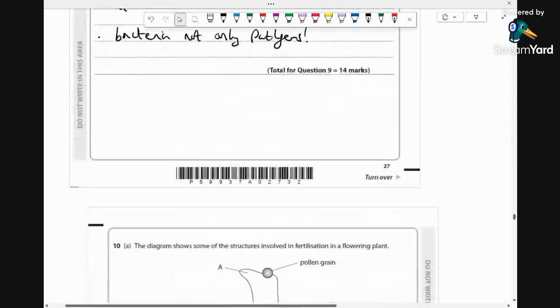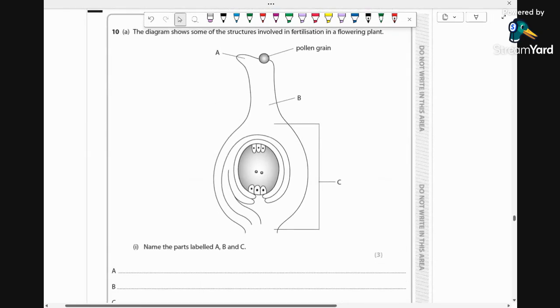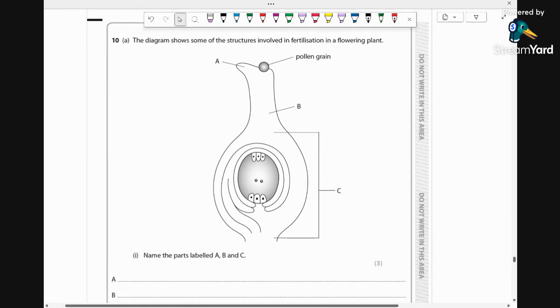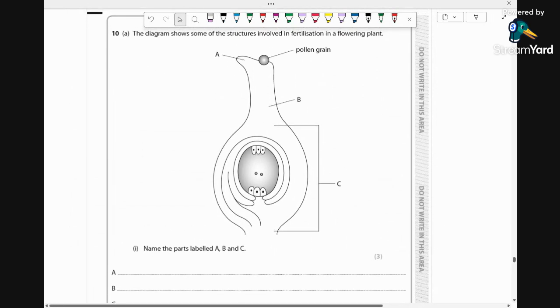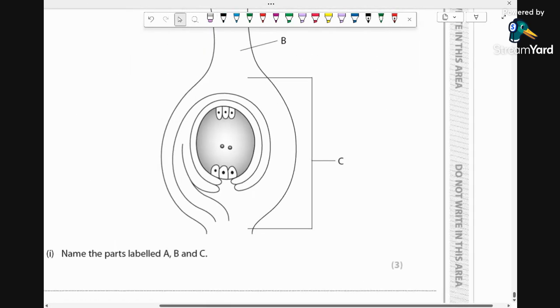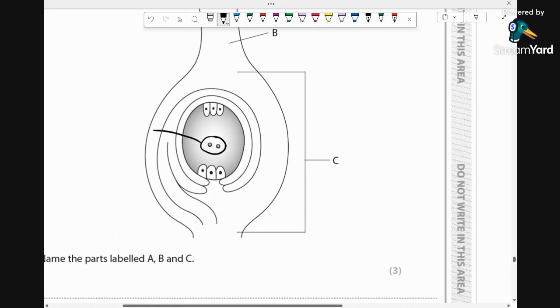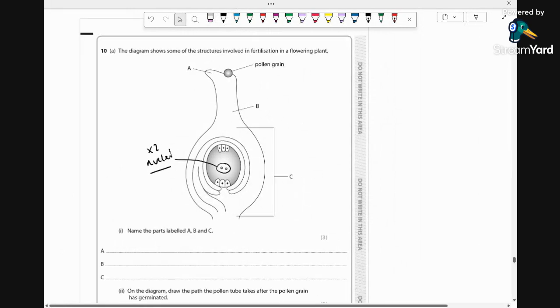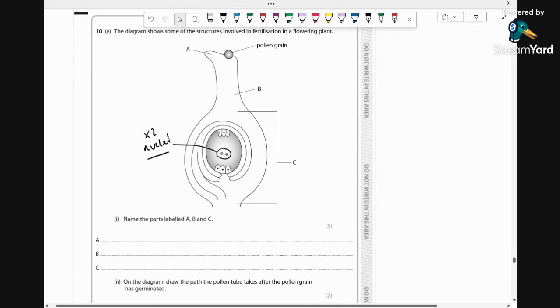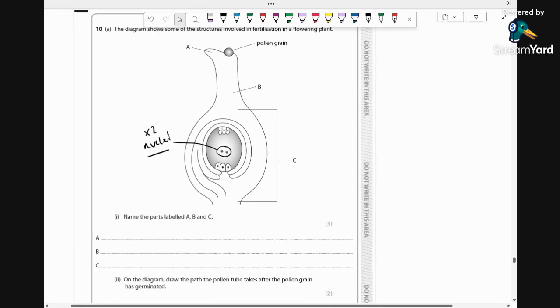Again, right, question 10, final question. Here we go. Diagram shows some of the structures involved in fertilization of a flowering plant. Okay, some of you will realize that there's actually 2 nuclei here. That is correct because they actually undergo something called double fertilization, which I did talk about, but you don't need to worry too much about it. So don't be put off. It's just nuclei. Name A, B, and C.